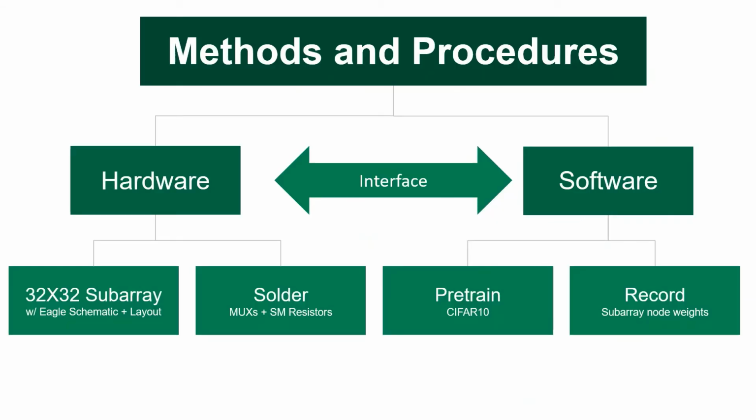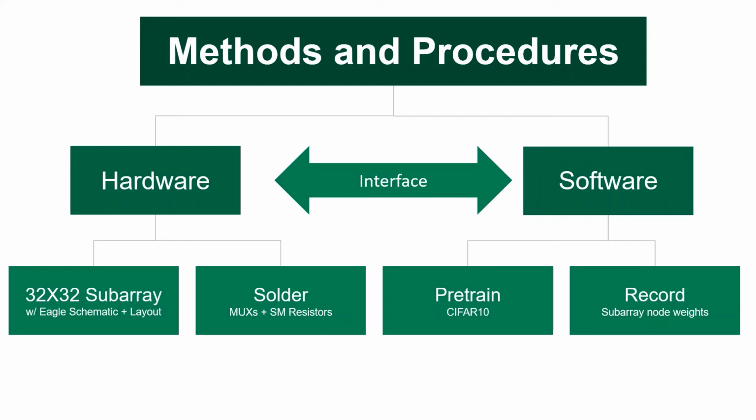The methods and procedures we used were divided into hardware and software categories. For our hardware, we designed a 32 by 32 subarray using the Eagle program, using its schematic and layout parts. Due to the coronavirus pandemic, we weren't able to solder, but if we were able to, we would have soldered in muxes and surface mount resistors that would have added to the functionality of the hardware.